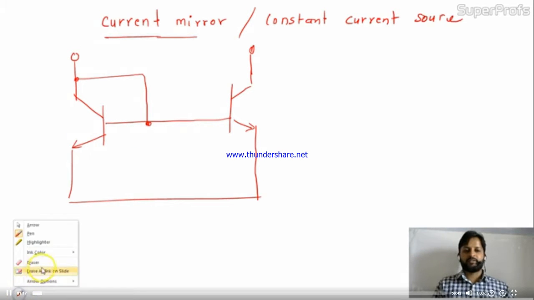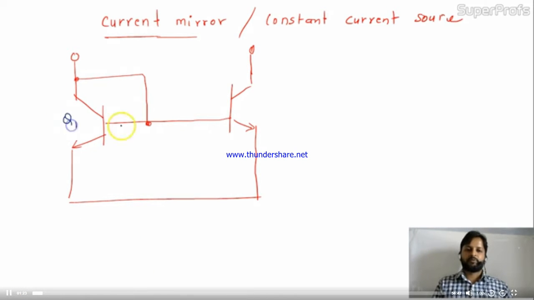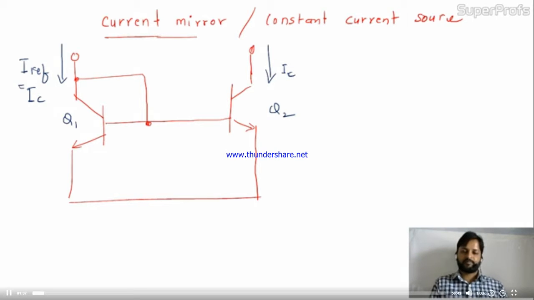Now what does the current mirror concept say? The current mirror says, as the name suggests, the current will be mirrored between Q1 and Q2. If the current over here is I reference or IC, the same current will flow over here also. This is the current mirror concept.